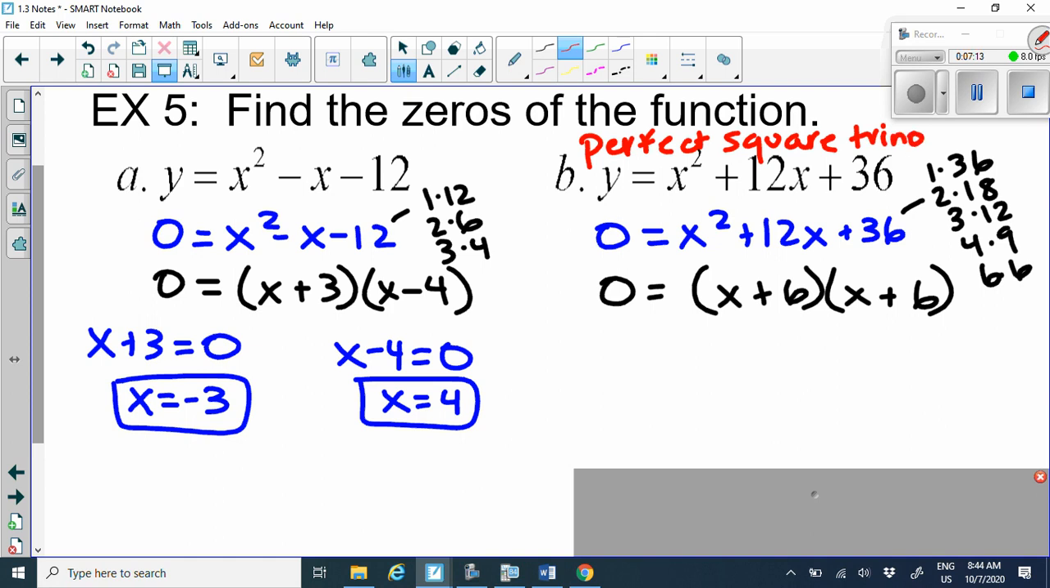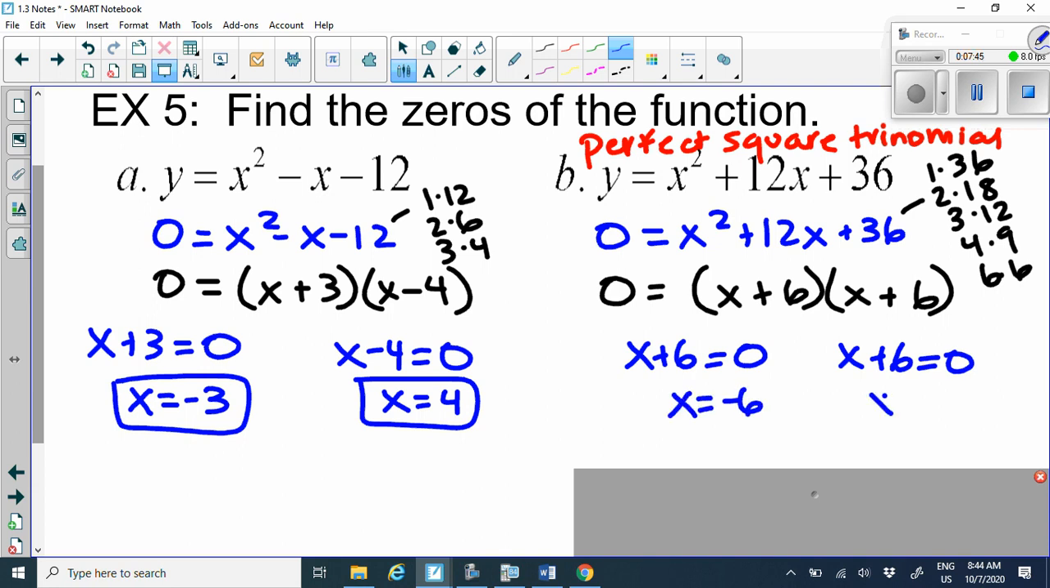So notice that our constant is a perfect square, 36. And we have that 6 times 6, of course, when we add that up, it'll give us 12. So in this case, we're going to have the same factors. So the nice part is when we do this, we really only need to do it once because we have the same answer here. So I have x plus 6. Now, if you want to write it out twice, that is okay. But you'll get the same answer here.